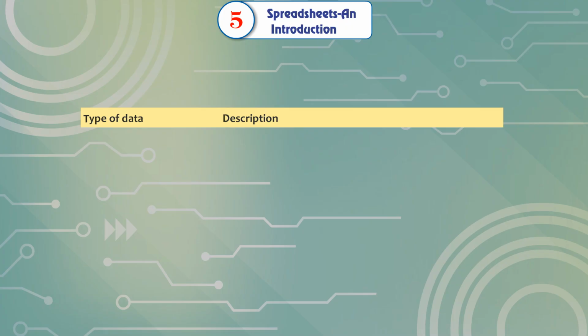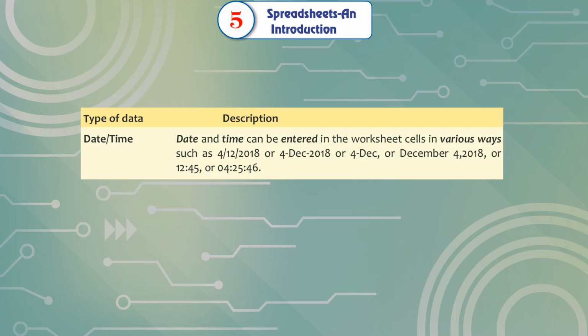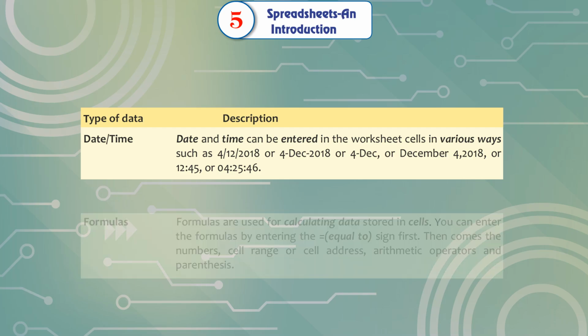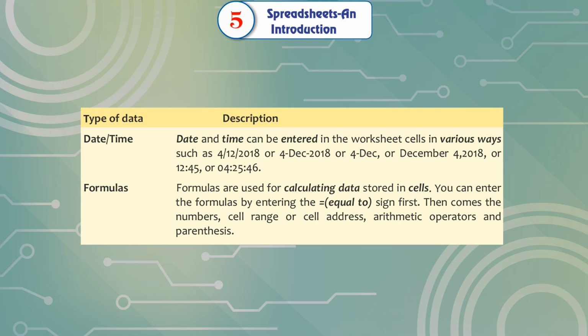Type of data. Description: Date and time. Date and time can be entered in the worksheet cells in various ways, such as April 12, 2018, or 4-Dec-2018, or December 4th, 2018, or 12:45, or 4 hours, 25 minutes, and 46 seconds. Formulas. Formulas are used for calculating data stored in cells. You can enter the formulas by entering the equal to sign first. Then comes the numbers, cell range or cell address, arithmetic operators, and parentheses.